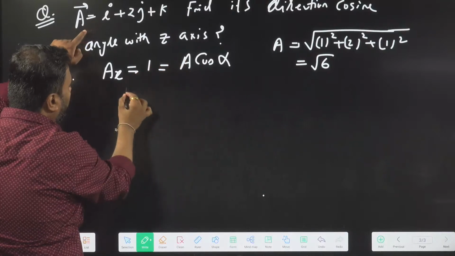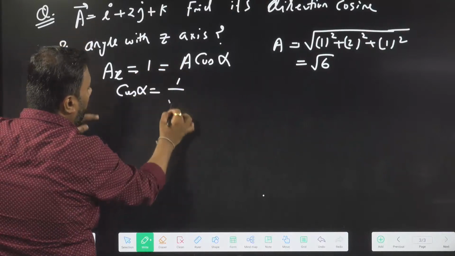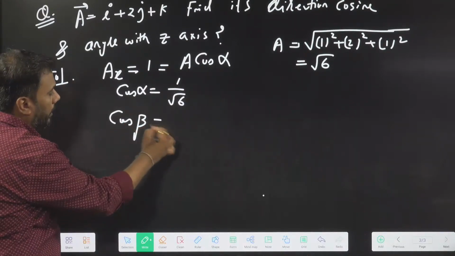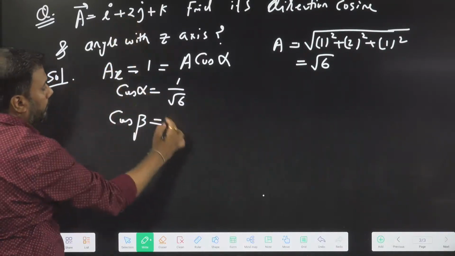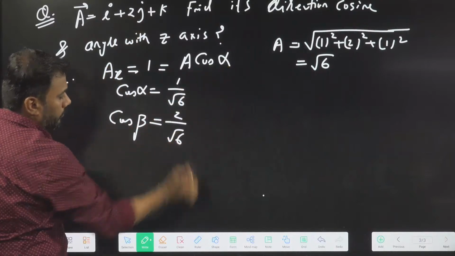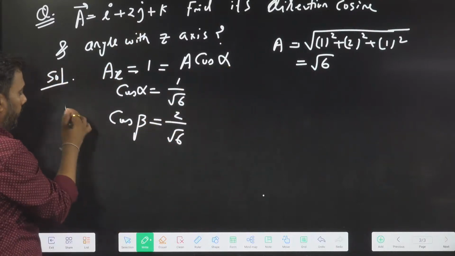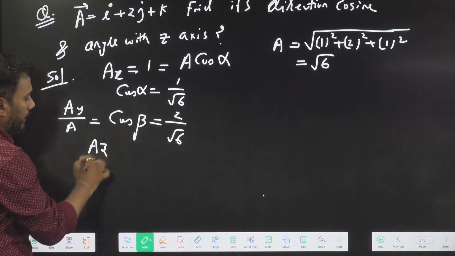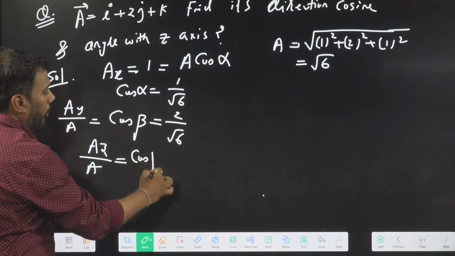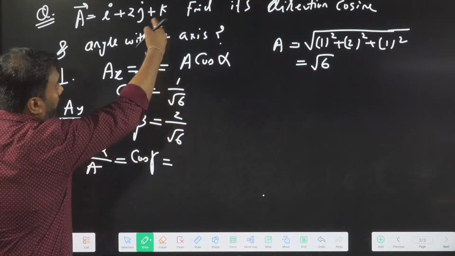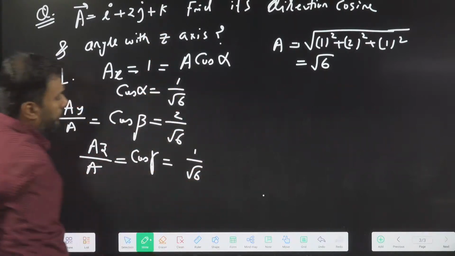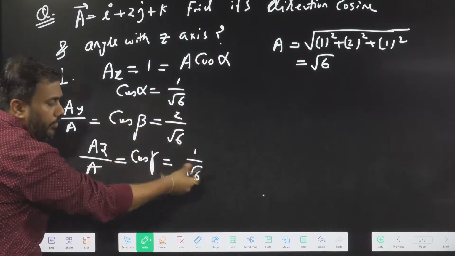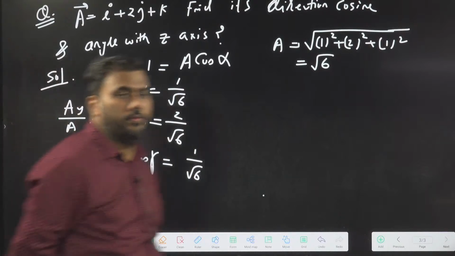So cos alpha must be 1 by root 6. Similarly, for cos beta, the y component is 2 and the length is root 6, Ay upon A, component in y direction upon length of vector. Similarly, Az upon A must be cos gamma. Again, the z component is 1 here, so 1 by root 6. So the direction cosines are 1 by root 6, 2 by root 6, 1 by root 6. Clear?